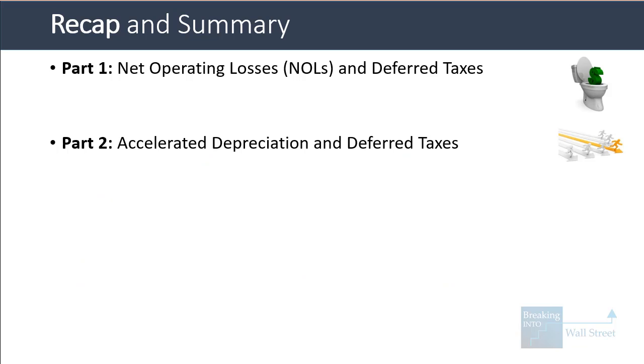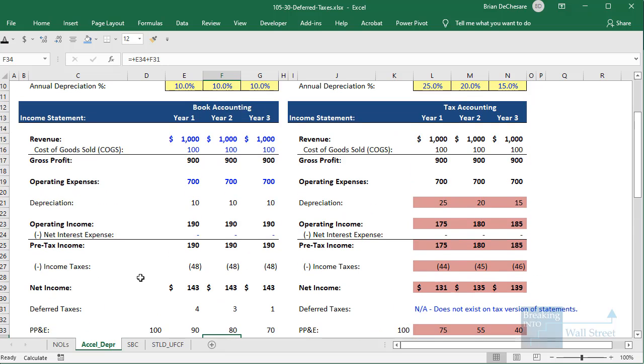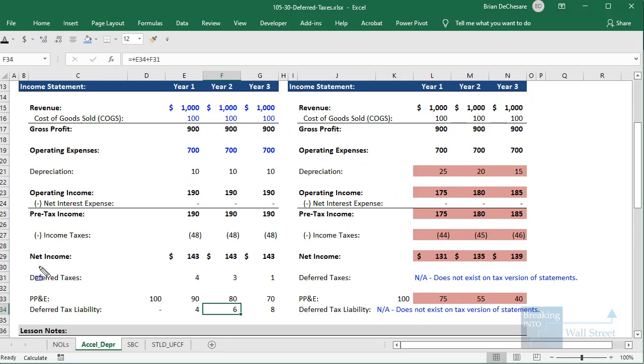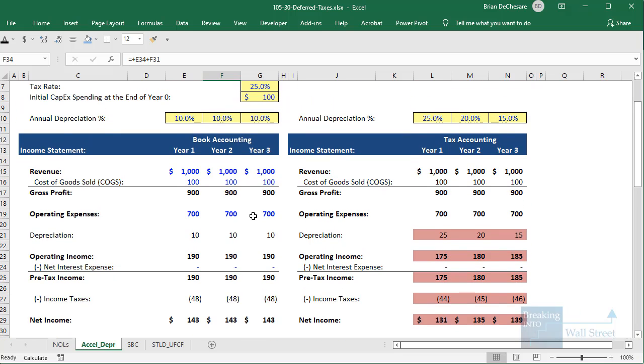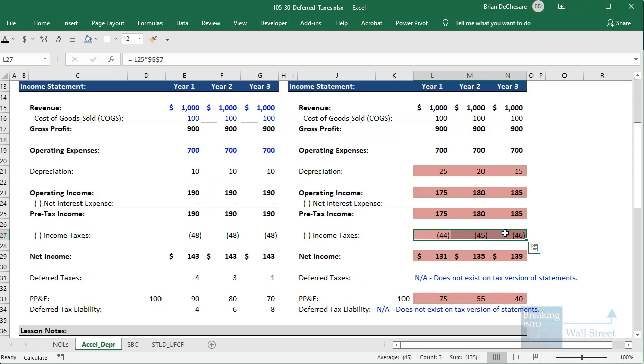Then in part 2, we walk through accelerated depreciation and deferred taxes. This is a bit more of a straightforward scenario. When you have a company like this, generally speaking, the deferred taxes are always going to be positive by at least some modest amount going forward because they're going to keep spending money on CapEx, they're going to keep depreciating assets, and if they accelerate it, the tax version of depreciation is always going to be higher than the book version, and that means the cash taxes are going to be lower than the book taxes.